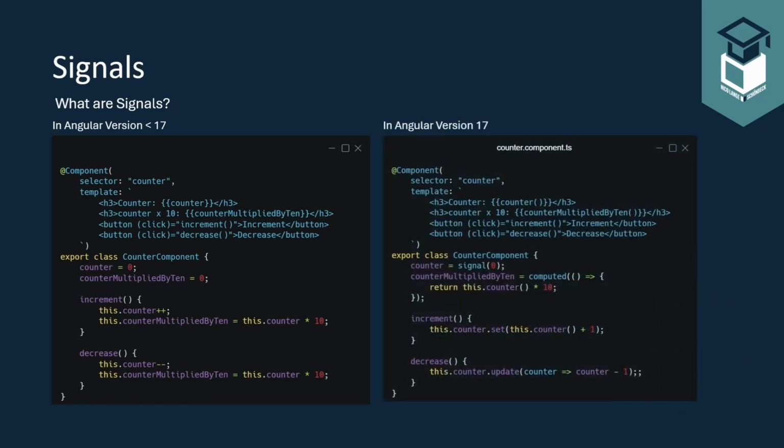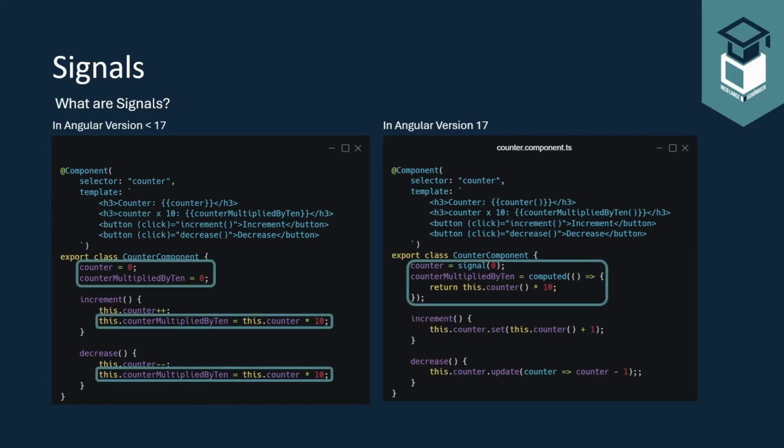So now we take a quick look at the same component, but written with Angular 17. The main differences you can see are happening here. On the left side, we have the two definitions, and in every function, increment and decrease, we set this counter multiplied by 10 again each time we change the counter.